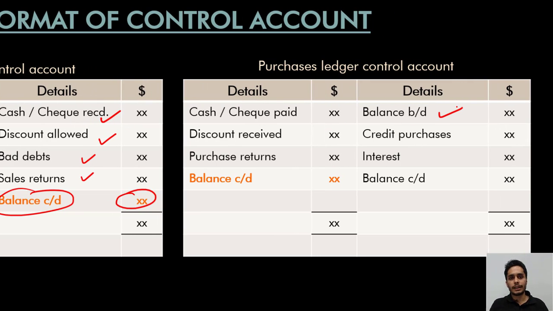Similarly, going to the purchase ledger control account, it starts with balance brought down on the credit side. If they give you that there is an opening debit balance in the purchase ledger control account, obviously that will come on the debit side.